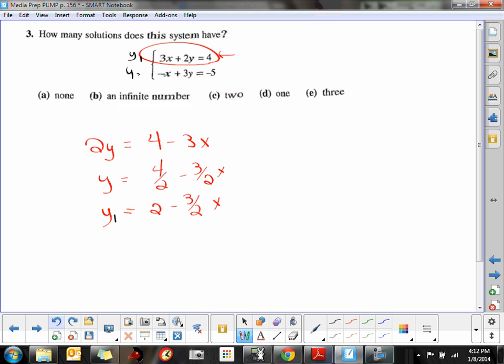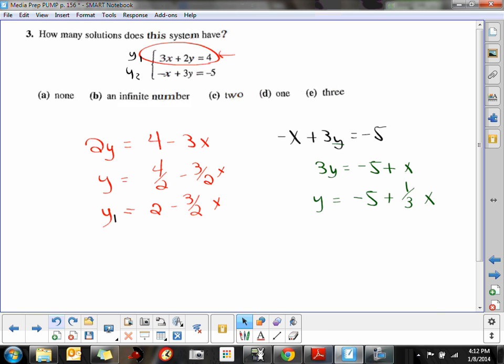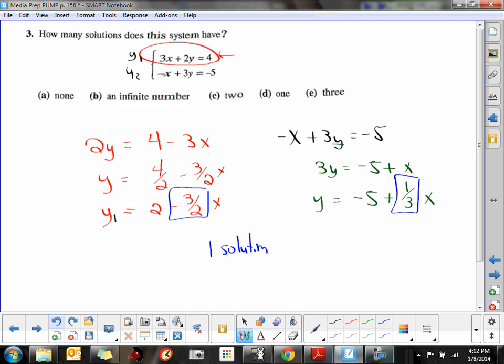Now I'm going to go to the second equation, which means negative x plus 3y equals negative 5. And this time we're going to solve it for y once again so I can get the slope. So 3y equals negative 5 plus x, which means y is equal to negative 5 thirds plus 1/3 x. So if you remember what we talked about, if the slopes are different, we're guaranteed that it's going to have one solution.